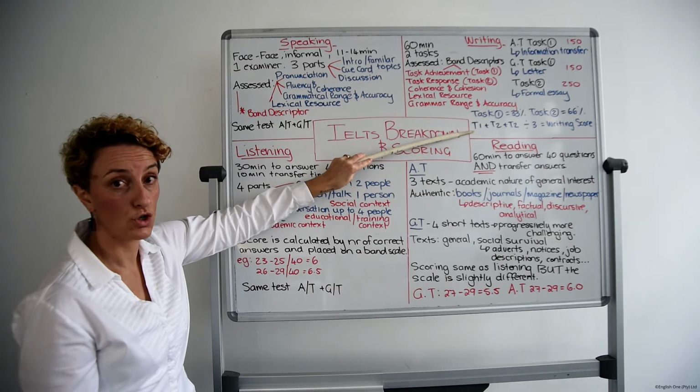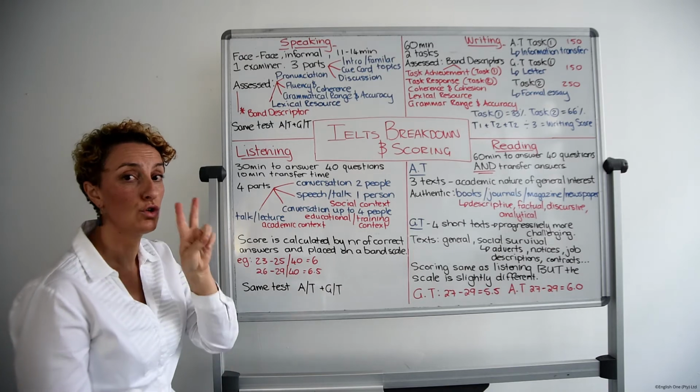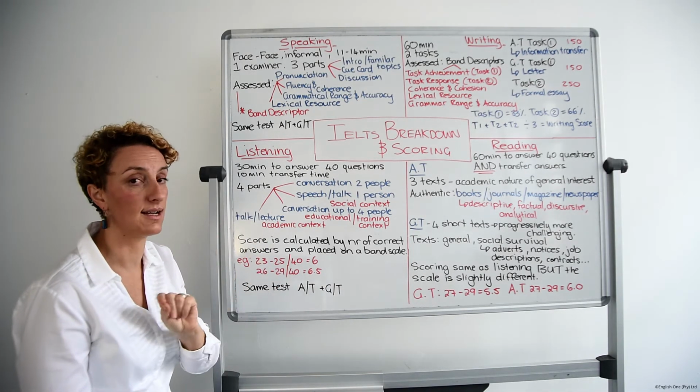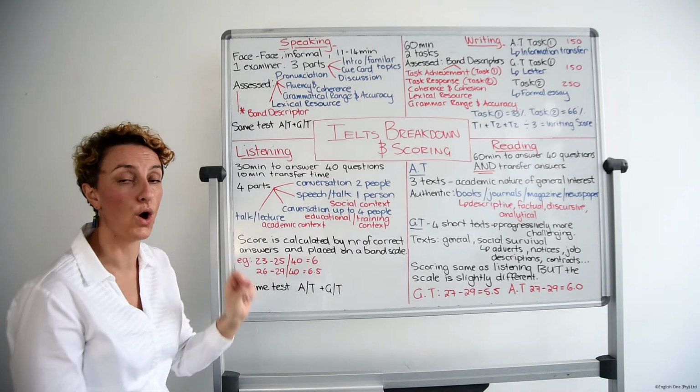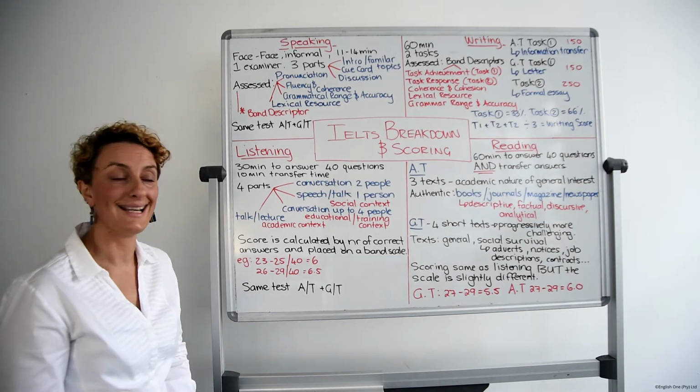the band that you get for task 1 is then added to 2 task 2 bands and then divided by 3, giving you the overall writing score. Moving on to the listening part.